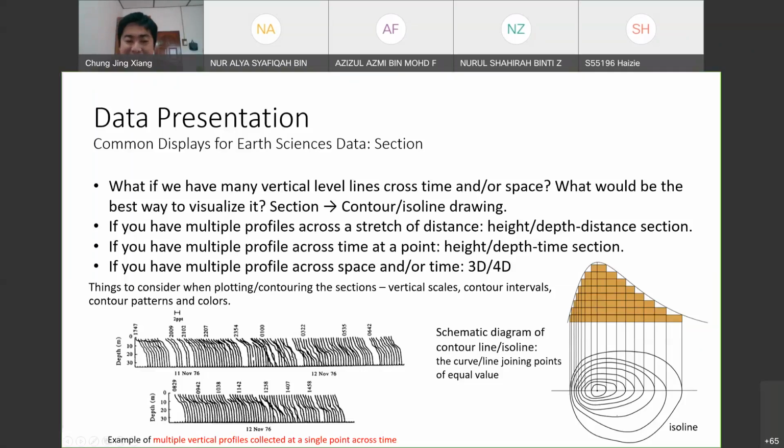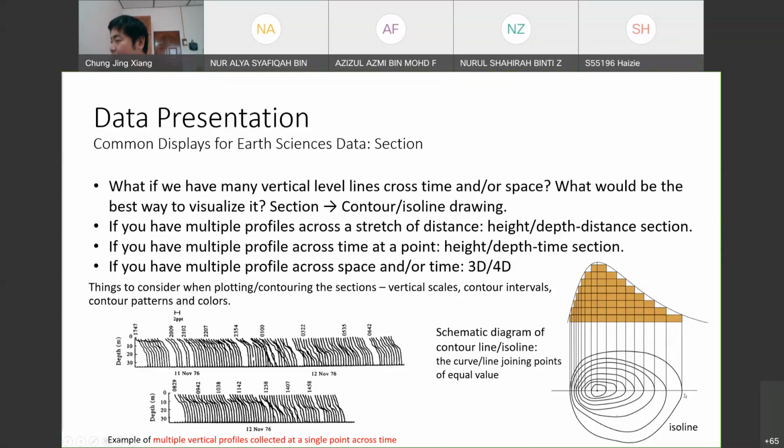Different vertical profile? Obviously not. So you will do something known as section. Section means you draw contour line or iso line. You can look at this. Let's say you have a different reading, so you can draw green area with the same reading.